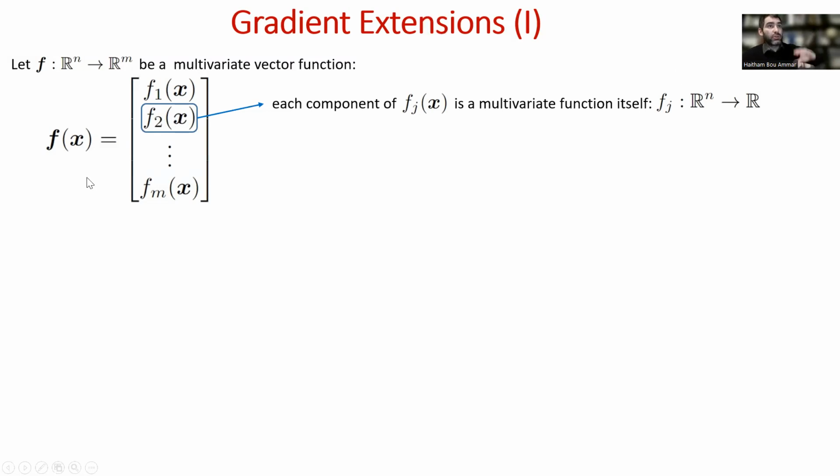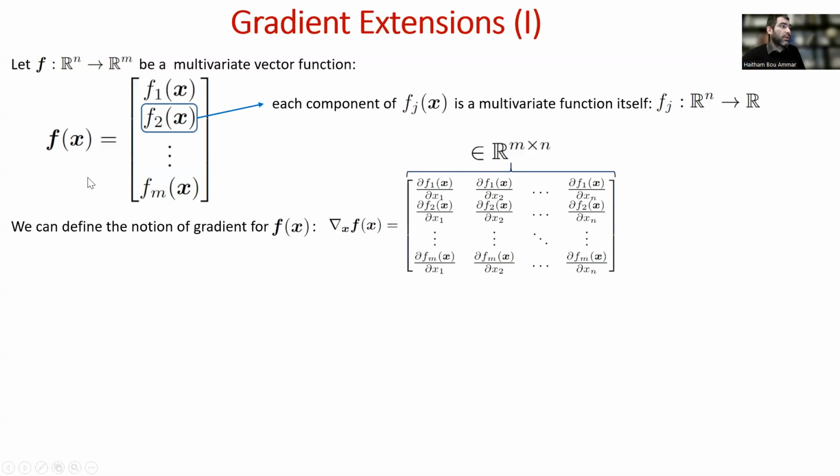But when you combine them, you combine them in the vector. That is what gives you the value, the output of the mapping. Now, you can also ask, but how can we define the gradient of this mapping? How do we define the derivative of the mapping?